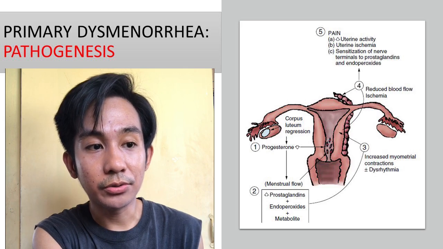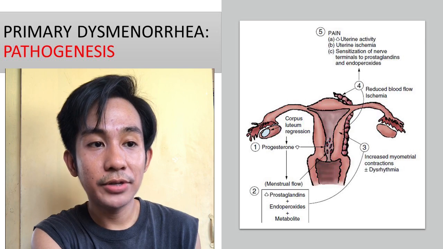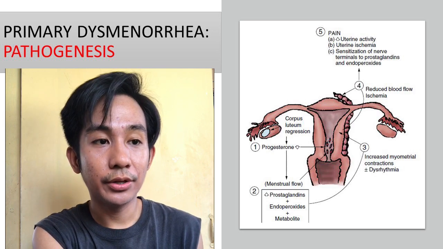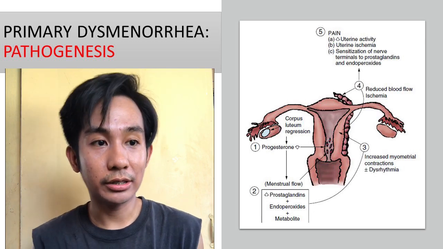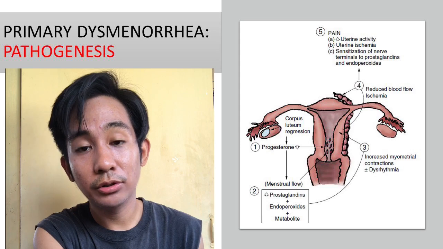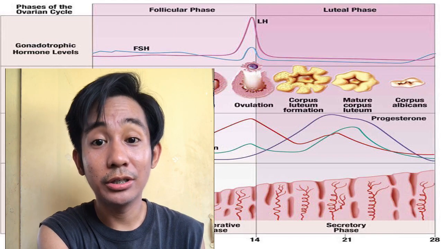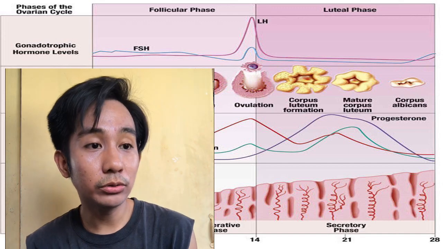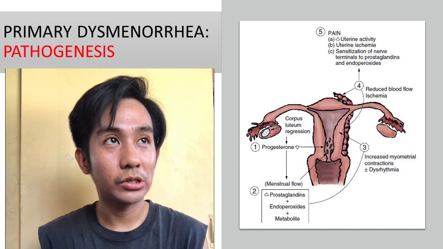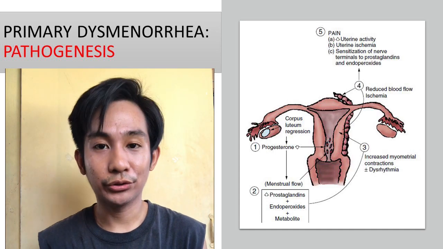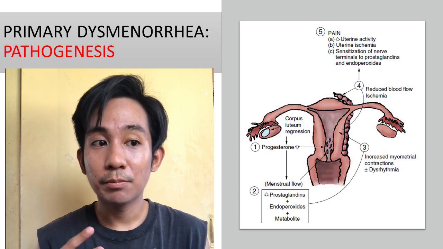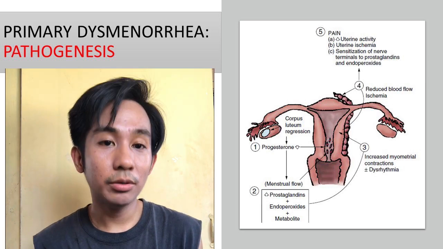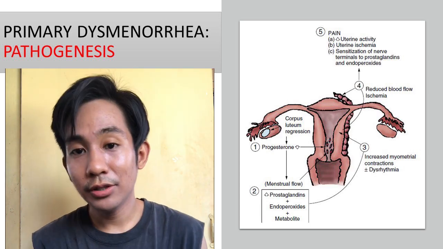On one side of this slide, you will see an image of the female reproductive organ, and you will also see texts which are numbered. Let's start with this one here. As I mentioned, as part of the ovulatory cycle, you have corpus luteum regression. This is in the latter part of your luteal phase, because the corpus luteum will eventually regress into corpus albicans. Why is corpus luteum regression mentioned? It is because the corpus luteum is the source of progesterone. When there is corpus luteum regression, you will expect that the levels of progesterone will decrease.